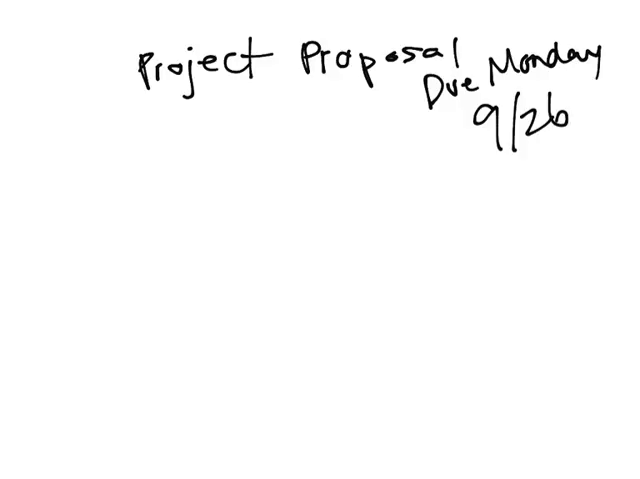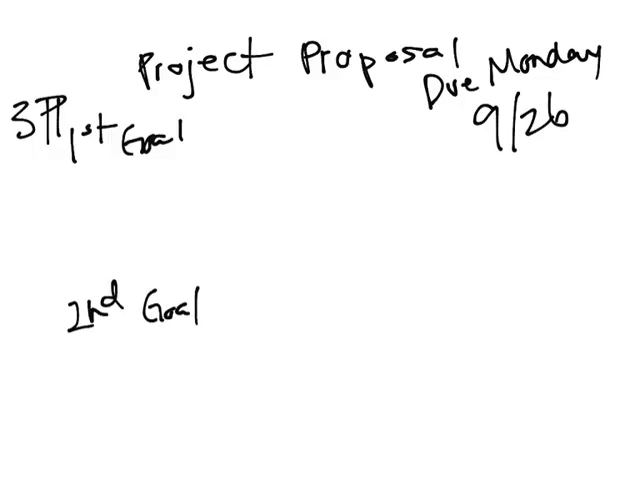Alright, so for your project proposal, it's most likely going to be 3 paragraphs. It doesn't have to be, but I do want it laid out with an idea of first goal, and you can type this if you want, and then second goal, and then third goal. I do want you to write each of the goals in your own words.